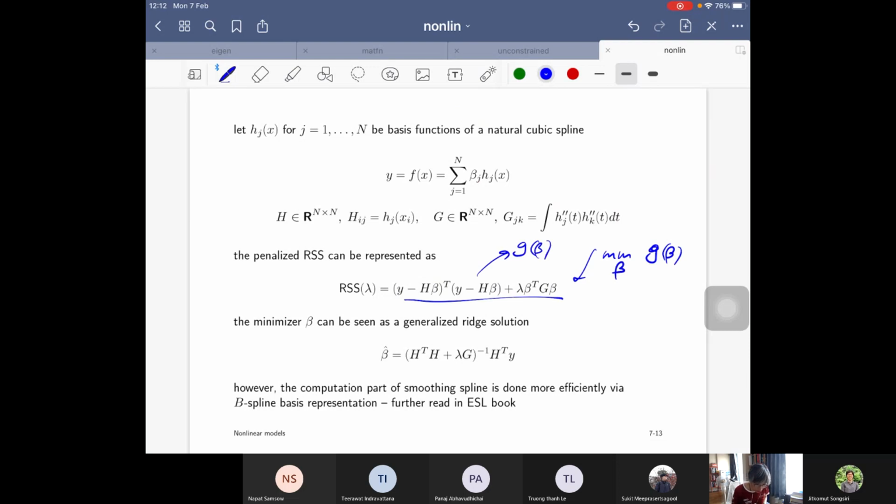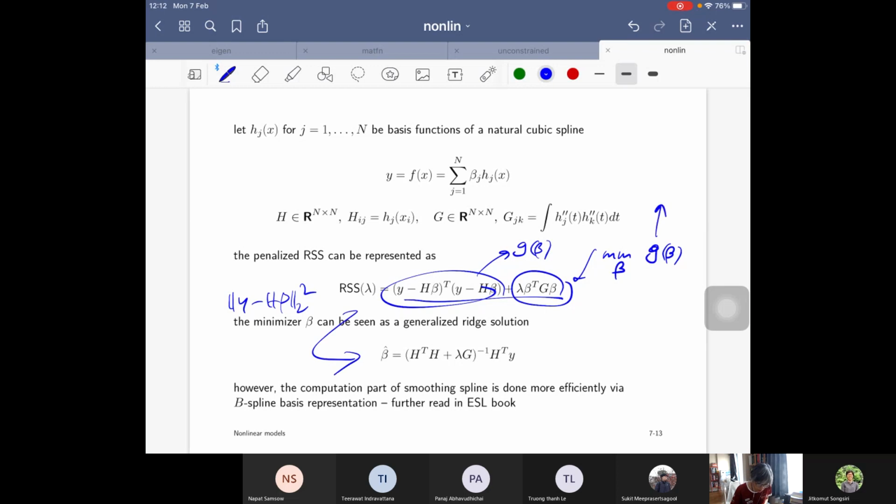Now, if you can recognize, this is nothing new. It looks like what we have done before in the weighted least square, in a linear regression. This term is a linear regression because this is y minus h beta square. This one is what? Weighted norm of beta. So again, I will ask a very good exercise.